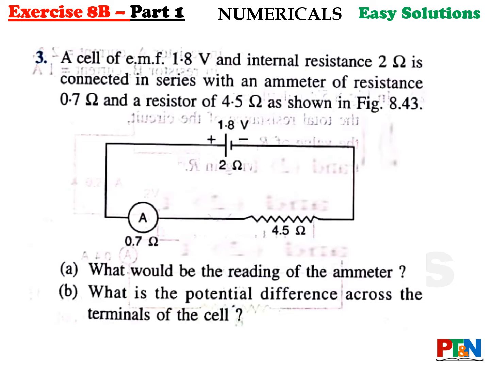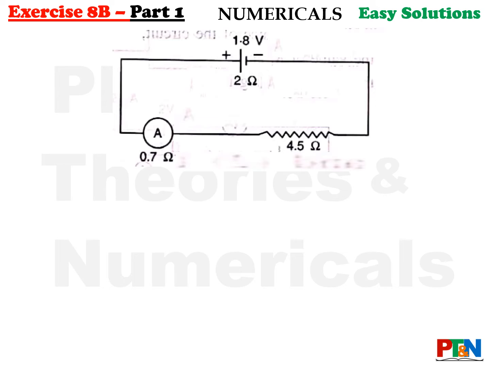A cell of EMF 1.8 volt and internal resistance 2 ohm is connected in series with an ammeter of resistance 0.7 ohm and a resistor of 4.5 ohm as shown in the diagram. What will be the reading in the ammeter and what is the potential difference across the terminal of the cell? Let's look at the solution. This is the circuit diagram given.